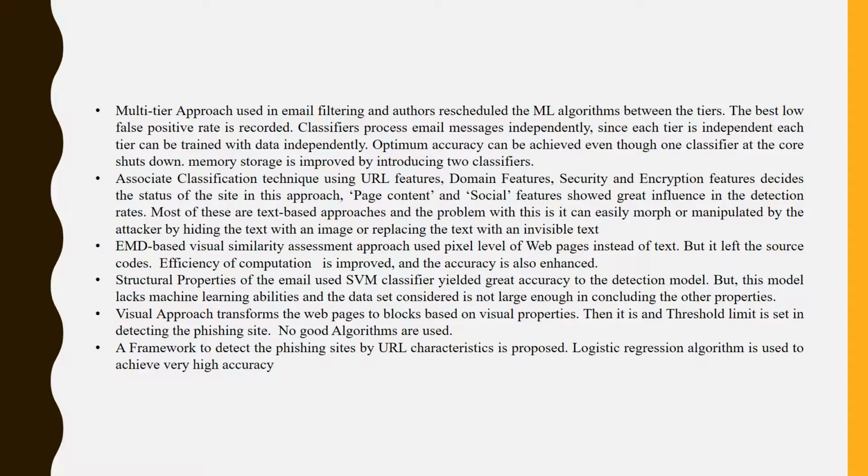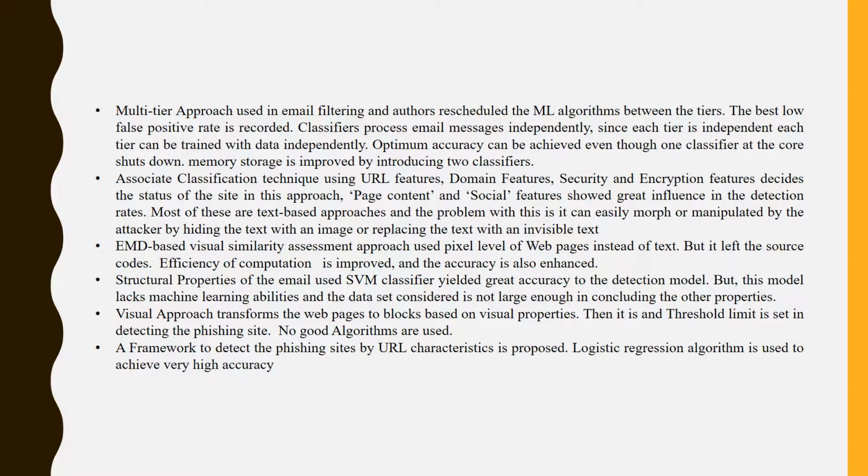And the other approach is the associative classification technique. It uses URL features, domain features, security and encryption features in deciding the website status. Page content and social features which are used in this approach showed a great influence in detection rates. And the problem with the text-based approaches is that they can be easily morphed or manipulated by the attacker by hiding the text with an image or replacing the text with invisible text.